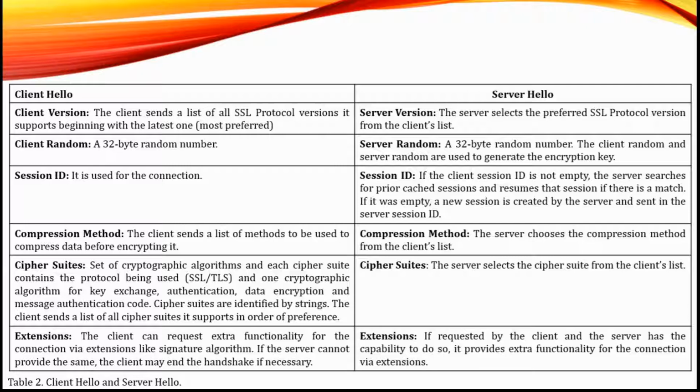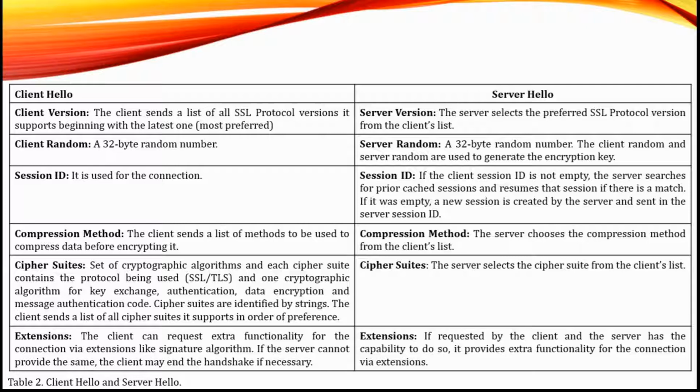The server hello may contain information such as the server version, which selects the preferred SSL protocol version from the client's list, and the server random, which is a 32-byte random number. The client random and the server random are used to generate the encryption key. The session ID: if the client session ID is not empty, the server searches the prior cached sessions and resumes that session if there is a match. If it was empty, a new session is created by the server and sent in the server session ID.